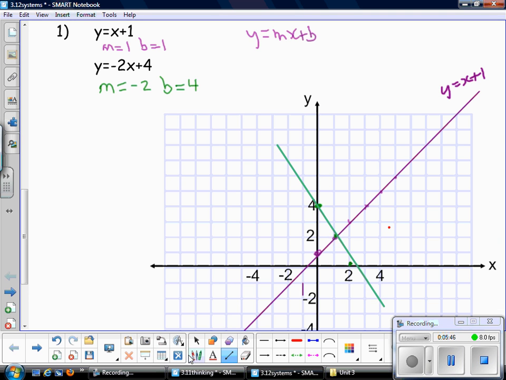Now, I don't have mine quite in the location I want, so I'm just going to rotate it a little bit. Now, the thing is, when you're solving systems graphically, you want to graph as accurately as possible, so you can see where they do intersect. So that is my equation, y equals -2x plus 4.